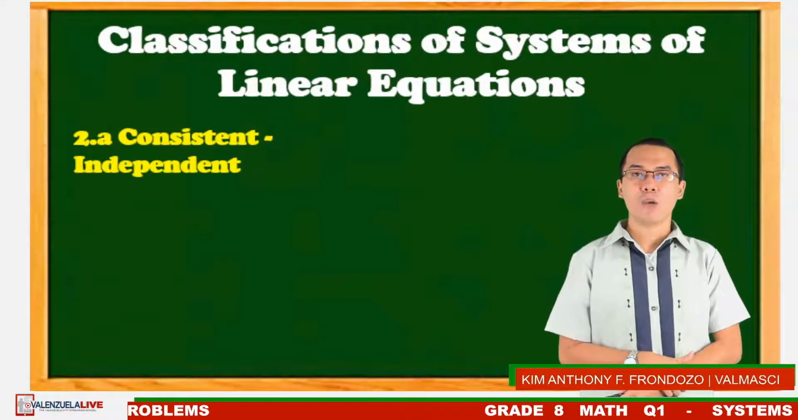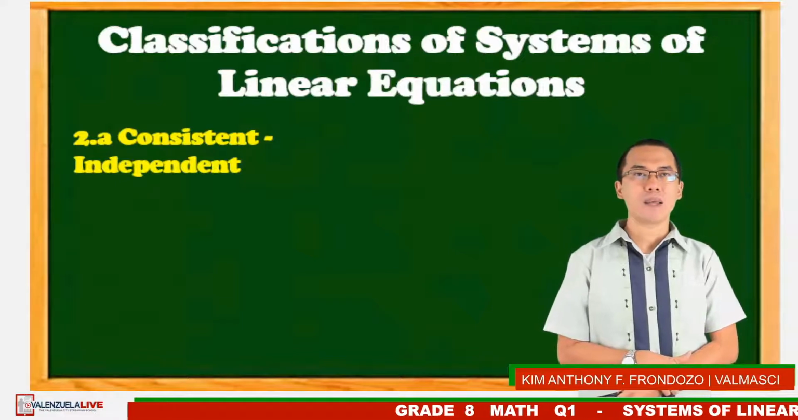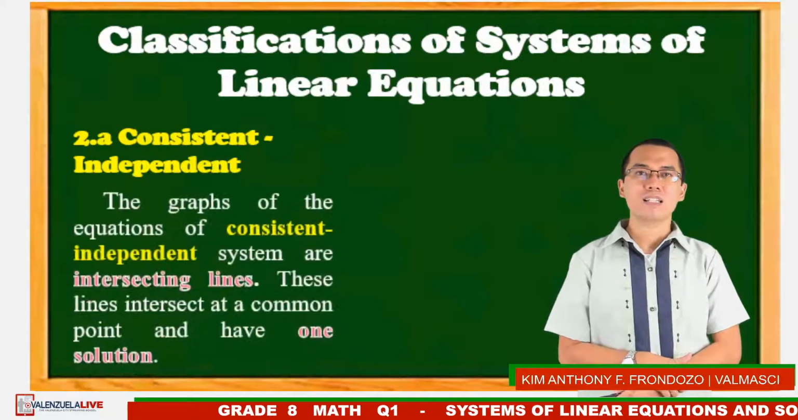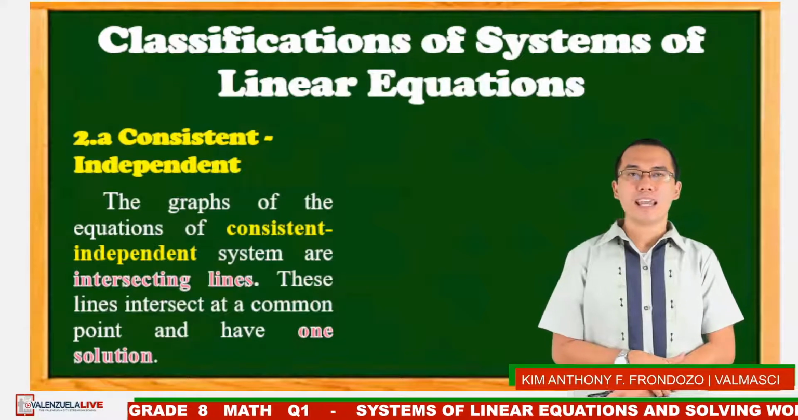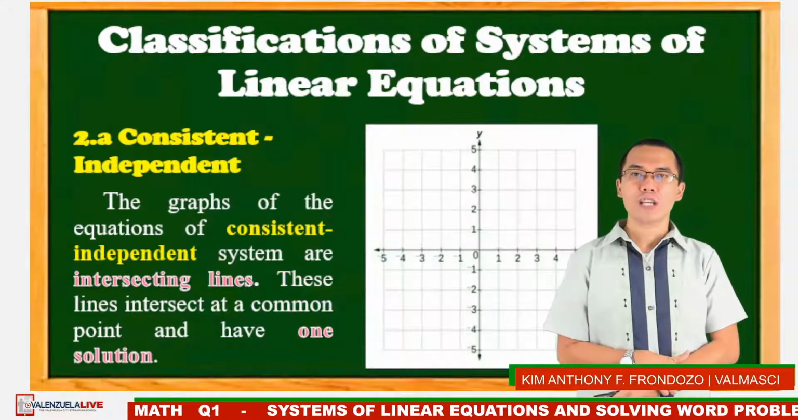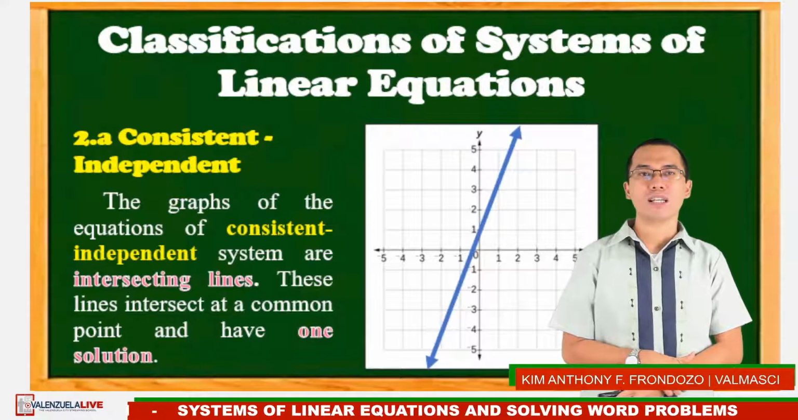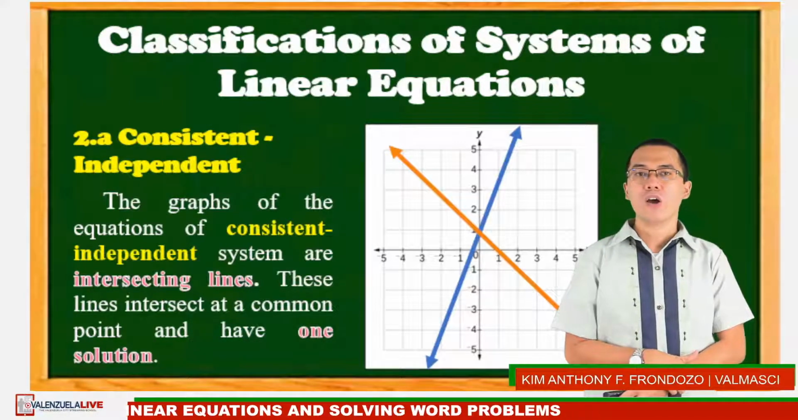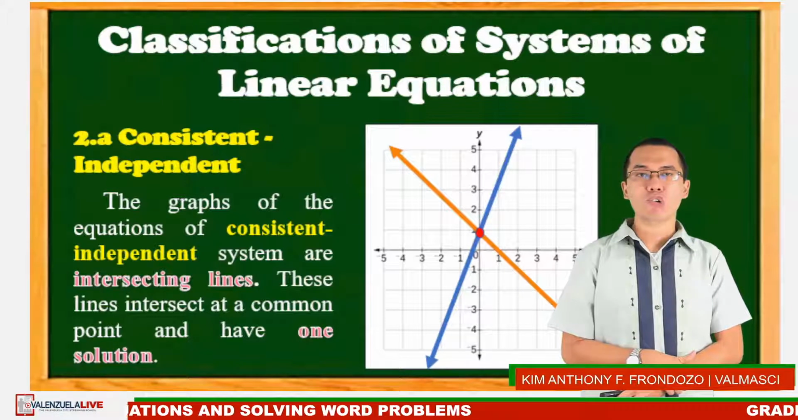Next, we have consistent independent. So the graphs of the equations of a consistent independent system are intersecting lines. So these lines intersect at a common point and have one solution. So here is an example of intersecting lines. So the coordinate of the point of intersection of the lines is the solution to the system.